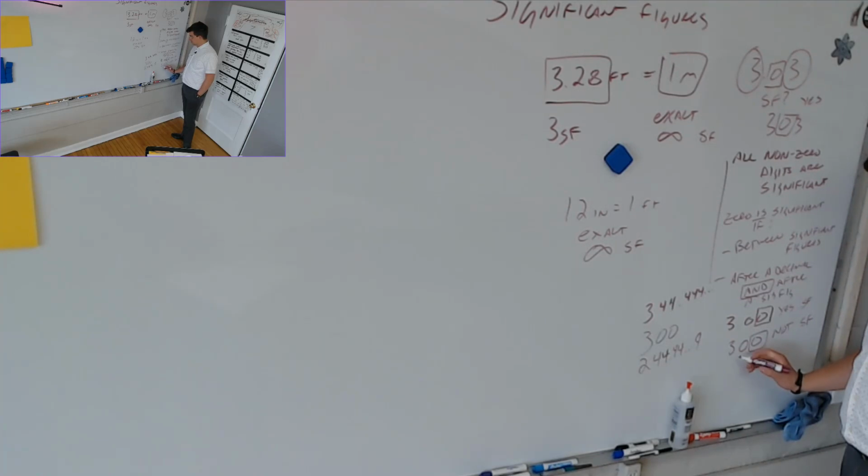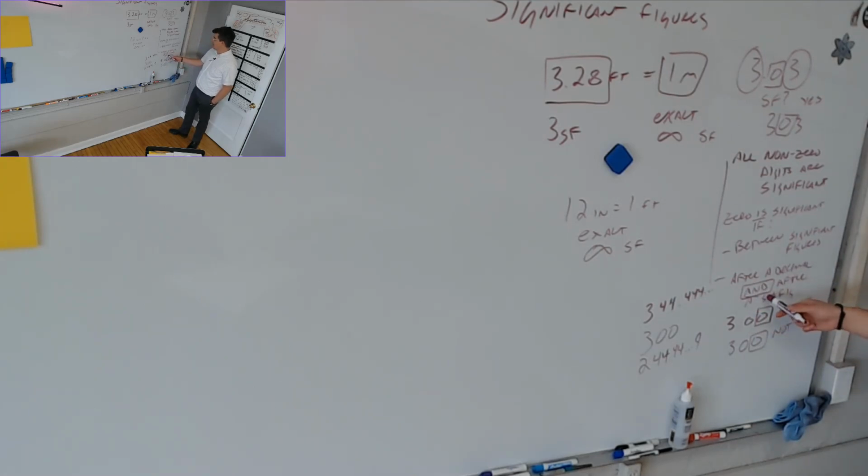No, because it's not after the decimal. The decimal's here. But that's not one of the rules. After the decimal and after a significant figure is the rule. Yep. That's why it has an "and" in a box.